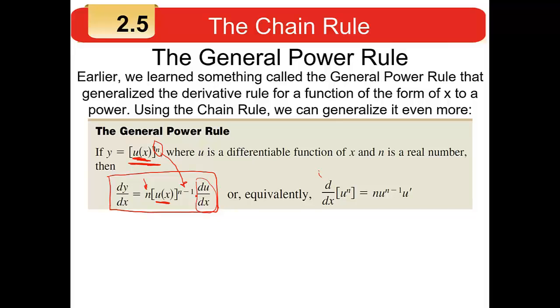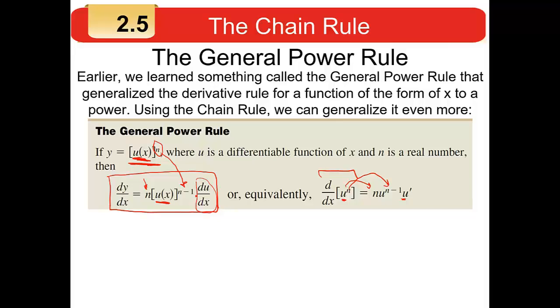Another formulation of it would be to say it something like this. d dx, the derivative of u to the n, is the same old power rule. You take the n and bring it as a coefficient. You drop the exponent n and make it n minus 1. But then you've got to go back and take the derivative of the inside, which is the u. So then you have to do u prime.